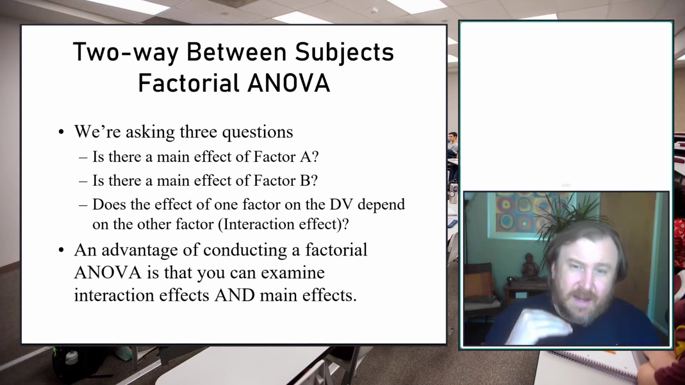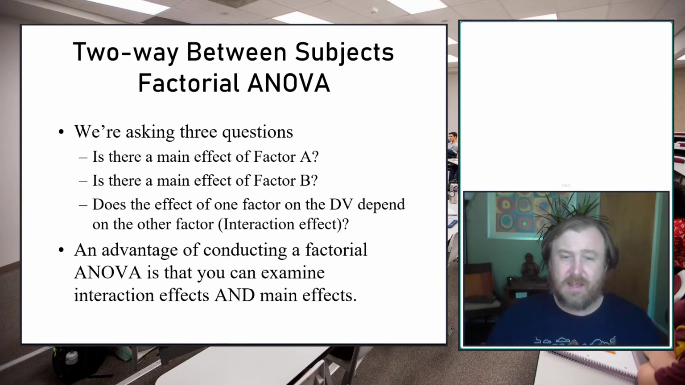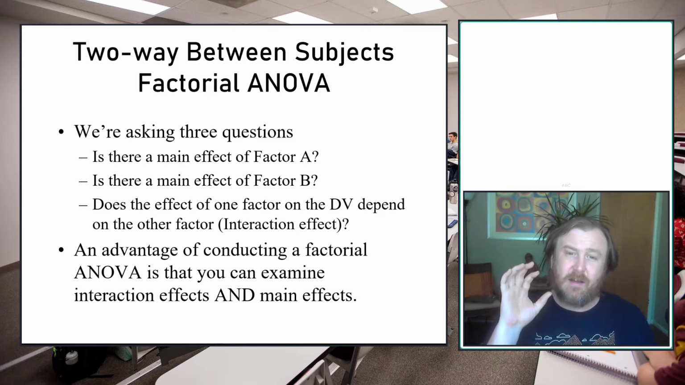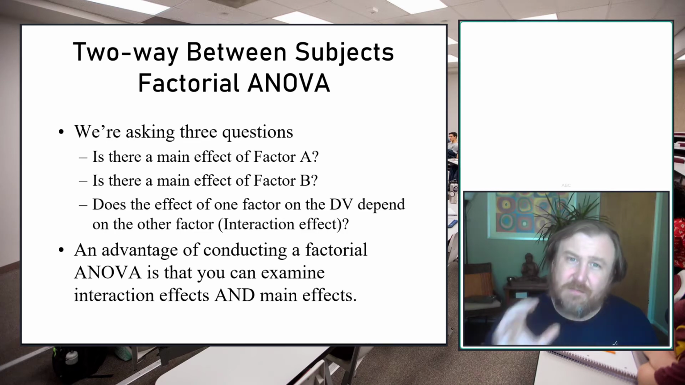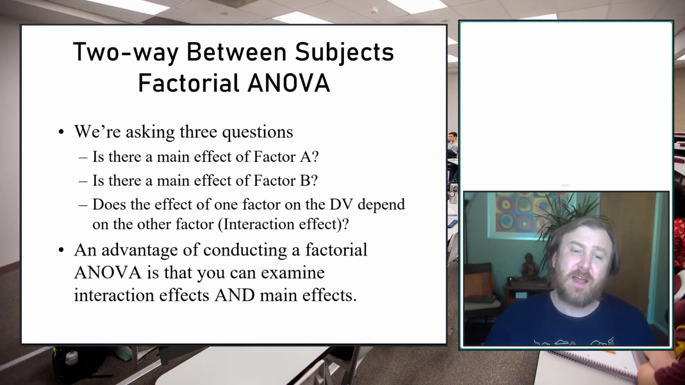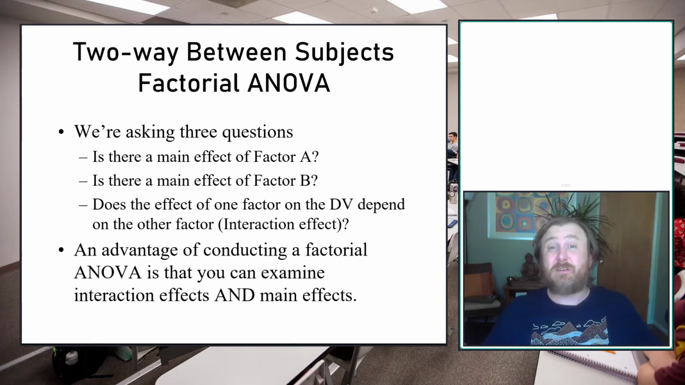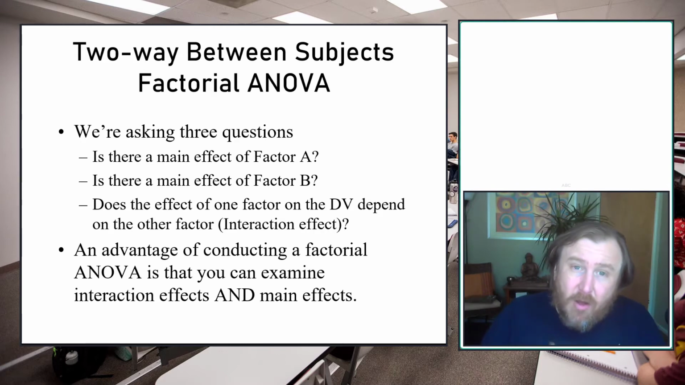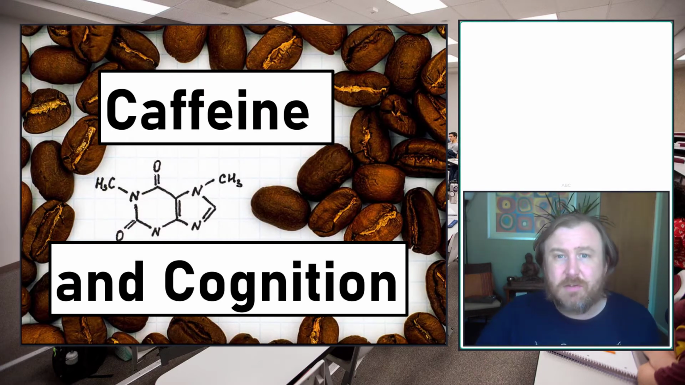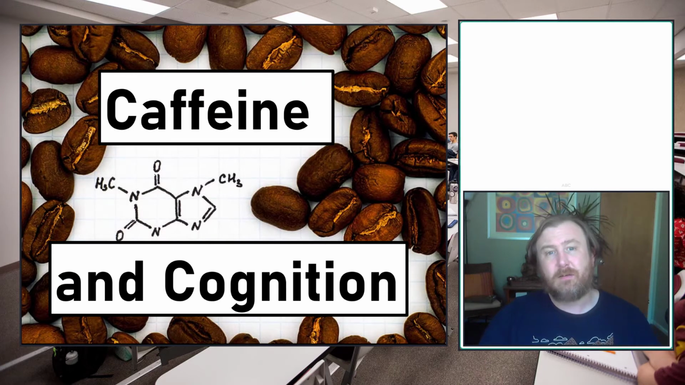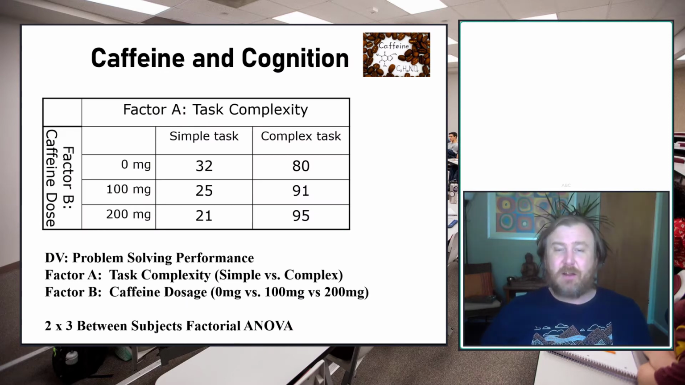Right? And so again, this third question is the key advantage of doing a factorial design, because it allows you to examine not just these main effect questions that you would get by doing 2 separate ANOVAs, but also the interaction term, which you cannot get by doing 2 independent ANOVAs. So let's go through an example here. Caffeine and Cognition.